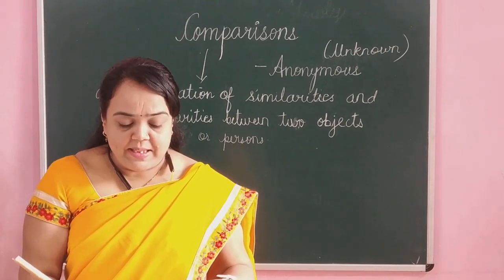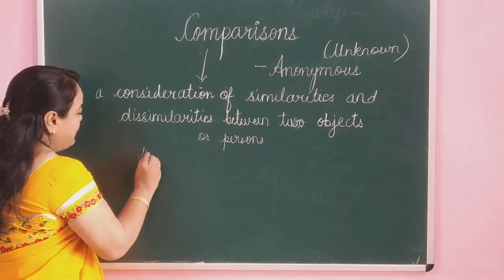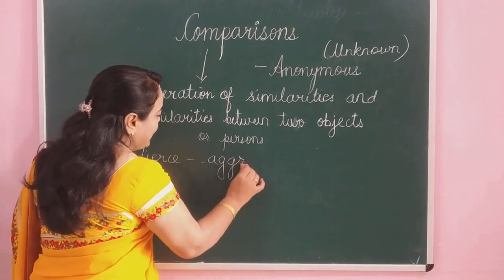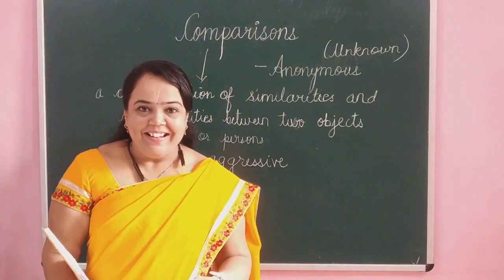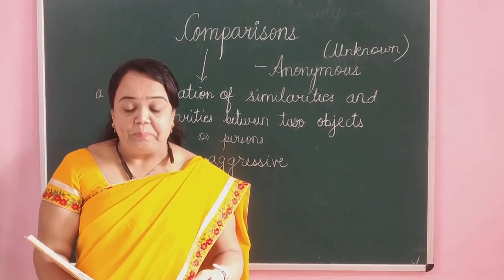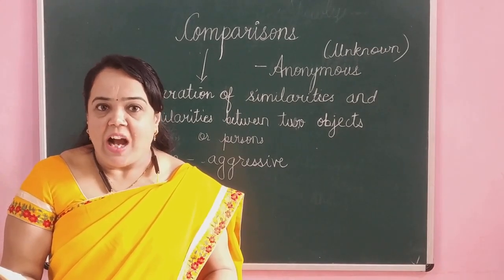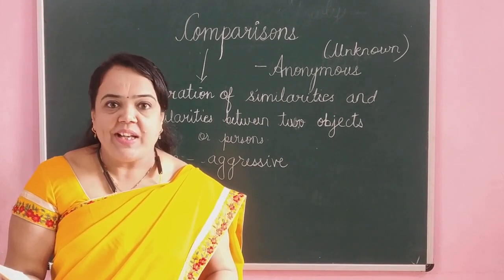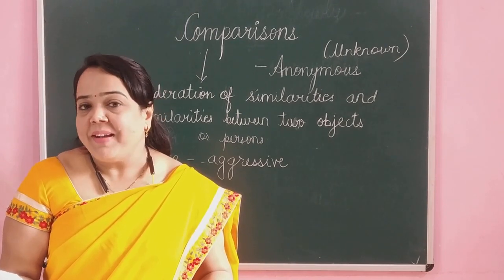Fierce as a tiger, and gentle as a lamb. Fierce means ferocious, aggressive. How is the tiger? Tiger is very aggressive. He is savage. And how is the lamb? He is very gentle. He is very calm. Mild. So what is he comparing? The nature. How is the nature of a tiger? He is very aggressive, savage. And how is the nature of a lamb? He is very gentle and very mild.